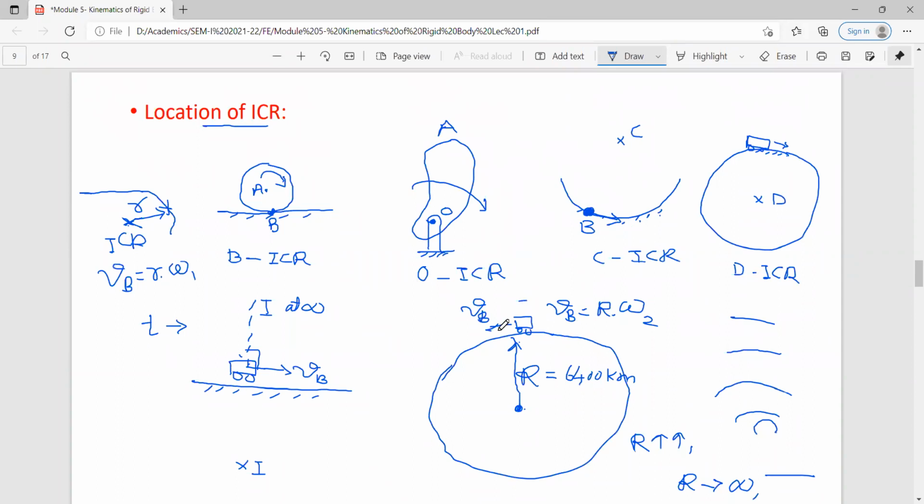Tangential velocity to be absent. Why? Because if it is greater than the radial velocity, then there is some velocity value, and if your radius is very large, obviously the omega value will be very less, meaning the turning velocity of the bus is so less that you cannot see that you are turning.